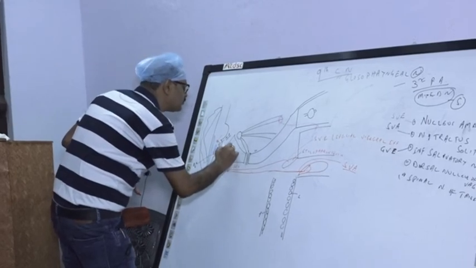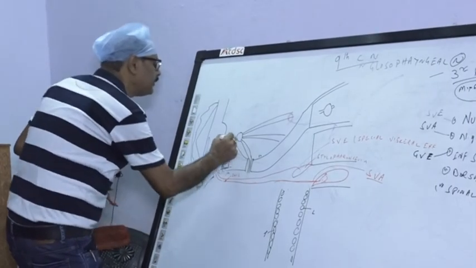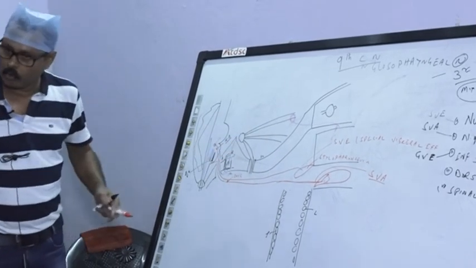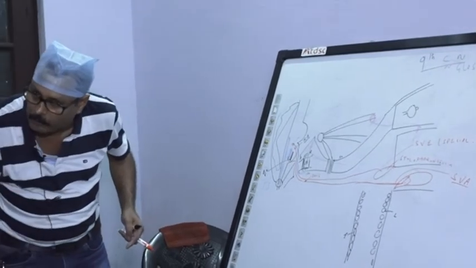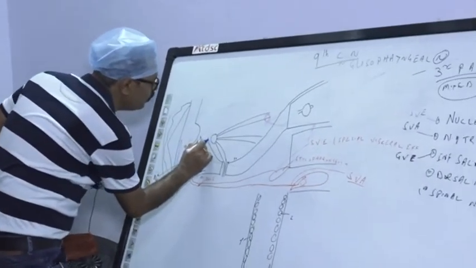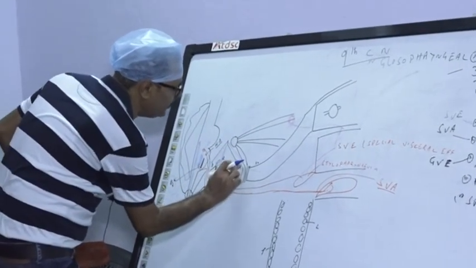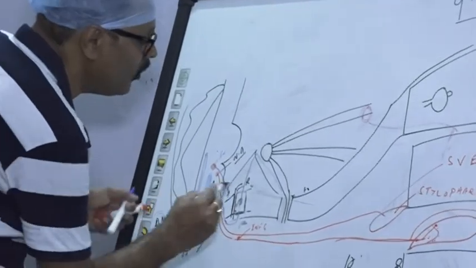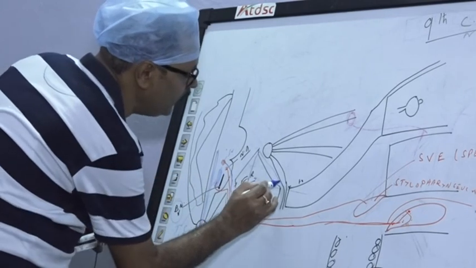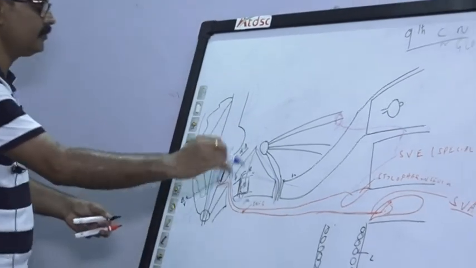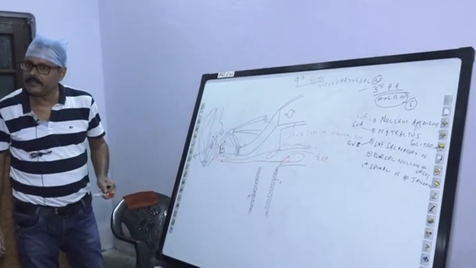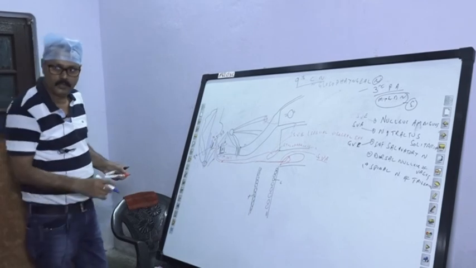And the tympanic plexus fiber ultimately passes through the groove on the anterior surface of the petrous temporal bone, the smaller groove which I have shown to you, and soon it reaches the foramen ovale. And with the mandibular nerve, it leaves the foramen ovale.